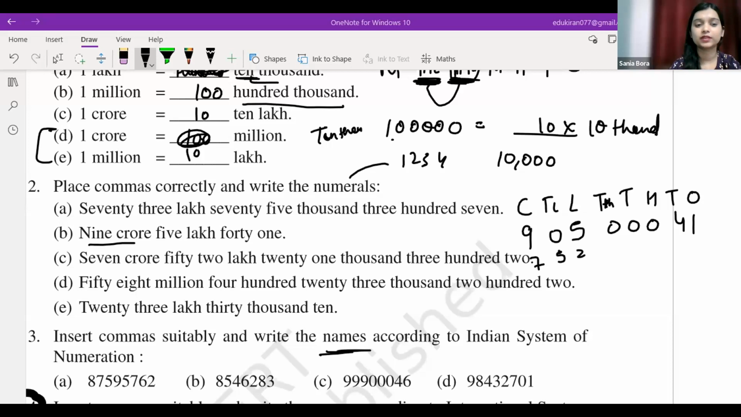Okay. Now tell me the answers. Should I say B1 also? Yes, B1. I mentioned it. Okay. C1. 7, 52, 21, 302. Correct.